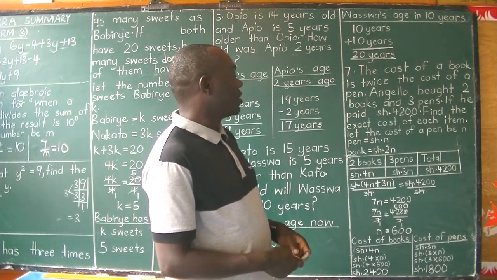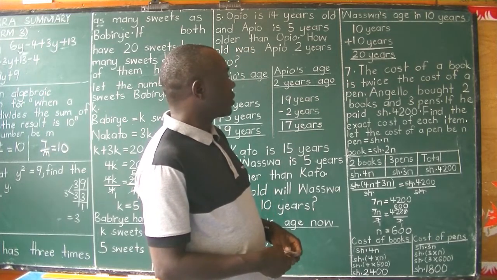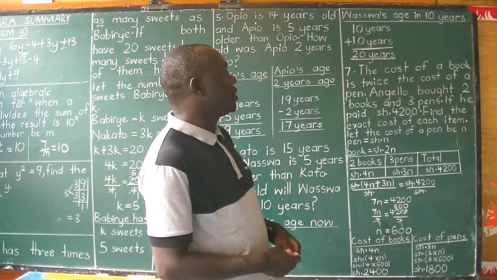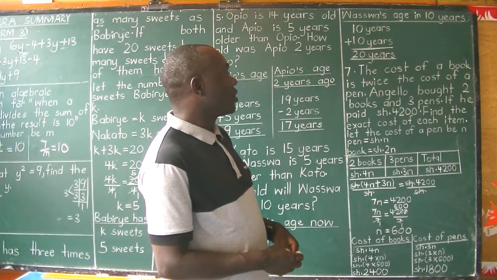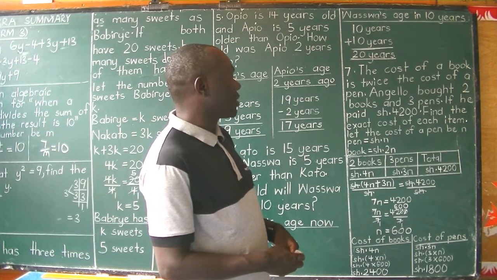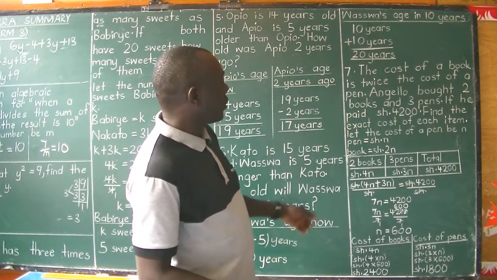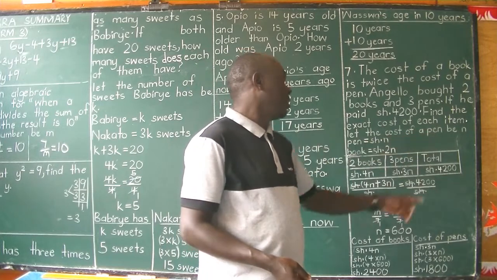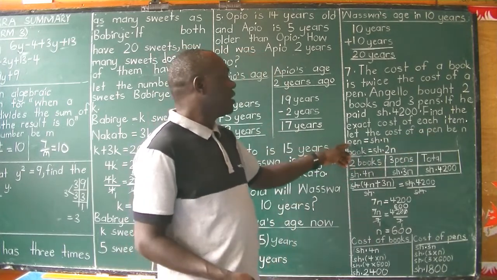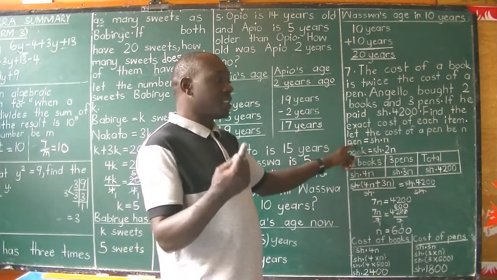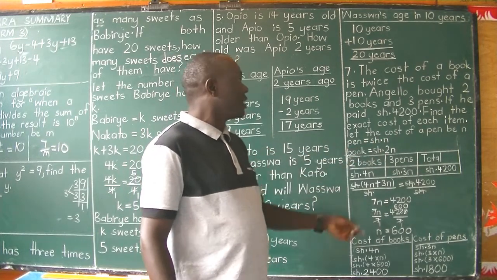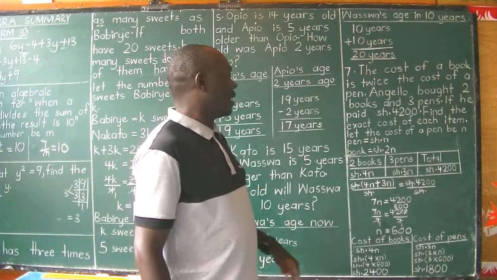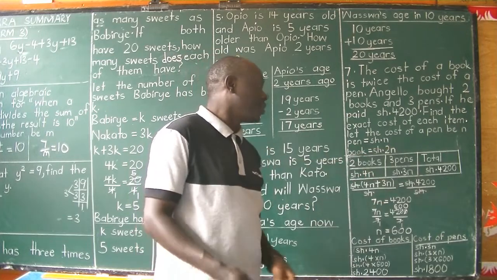Meaning the pen is cheaper. Because a book costs twice, or 2 times, the cost of a pen. So that's why you say, let the cost of a pen be n. Such that if a single pen costs n shillings, a book is 2 times n. So a book costs 2n shillings.